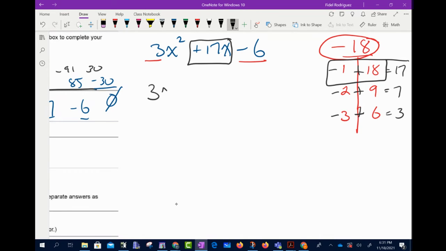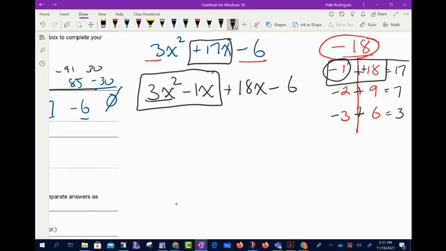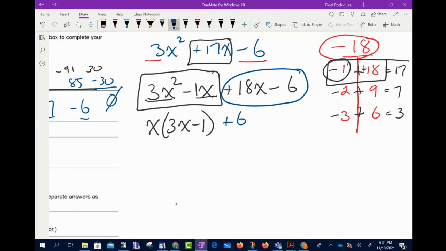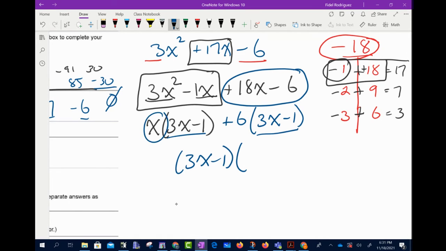What I'm going to do now is rewrite this. It's going to look like this: 3x squared minus 1x plus 18x, because the sign of that 18 is positive, minus 6. Then I put these two in a box and ask, what can I factor out of there? We can take out an x, and we're left with 3x minus 1. From here, we can take out a 6, and we're left with 3x minus 1. If those pieces match up, then we're doing great. And this one, along with that one, is my other piece.